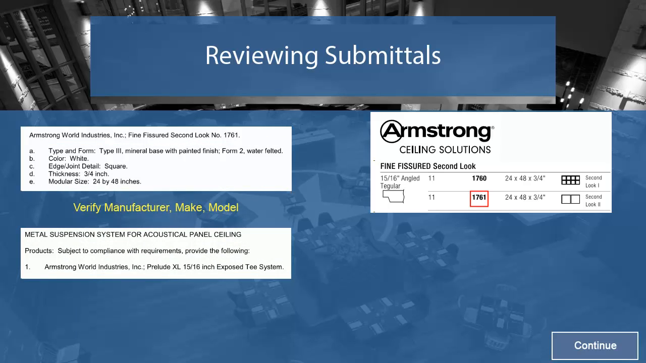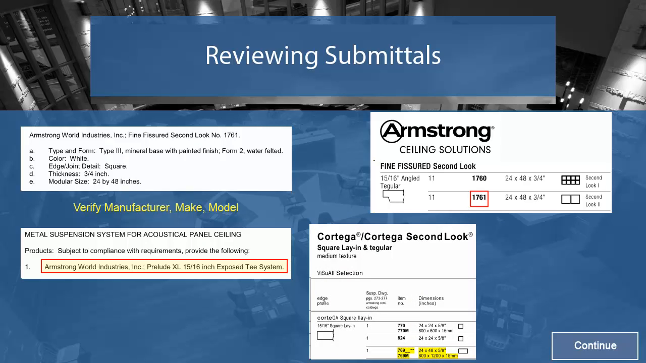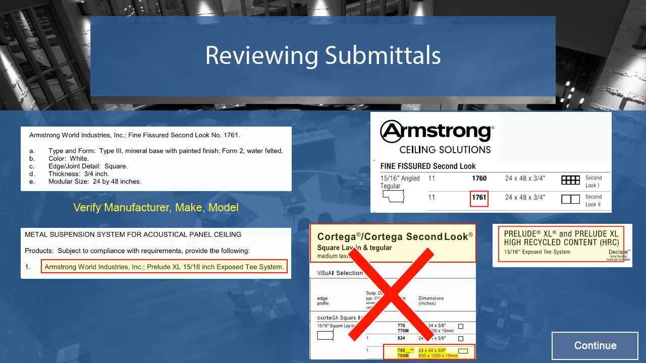In this second example, we can see that the spec identifies the metal suspension system using a manufacturer and model, with some details about the physical dimensions of the product. The first submittal shows information that does not match, and should be rejected. The second submittal, however, shows the correct information, and may be accepted.